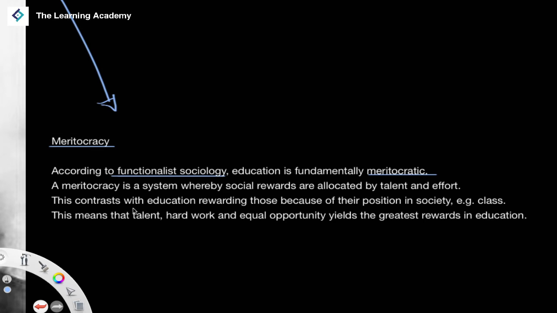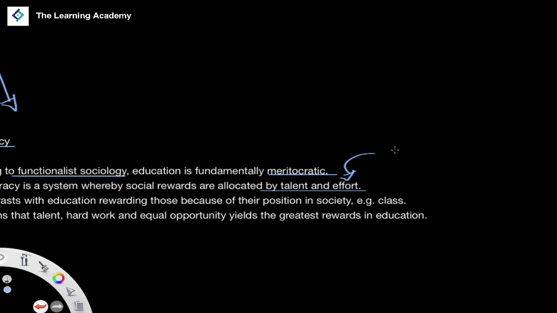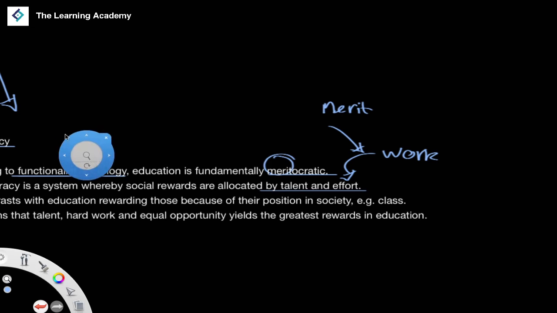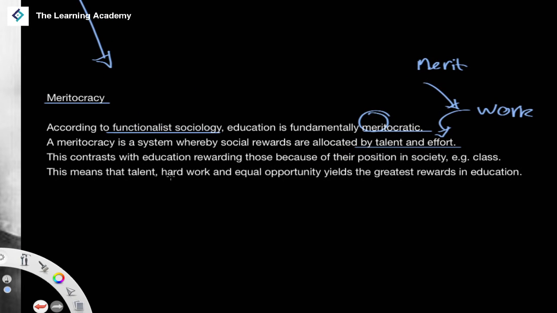All we mean by meritocracy is a system whereby social rewards are allocated based off talent and effort and work, or if we were to be more pedantic, based off merit. And this contrasts with education rewarding people because of their position within society. For example, an unmeritocratic education system would be one where good grades are awarded based on your class structure, or maybe along racial lines, or along gender lines, so things like men versus women.